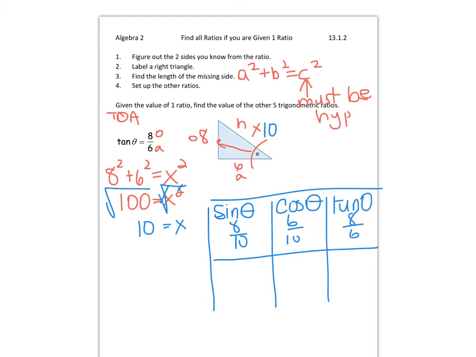Okay, now remember the second 3 are reciprocals of the first 3 with new names. So sine is going to be 10 over 8. But what's most important is you remember that's cosecant, CSC for short. Cosine is going to be 10 over 6, but what's most important is that you remember that it's SEC for short, secant. And tangent will be 6 over 8, but what's most important is that that's called cotangent.